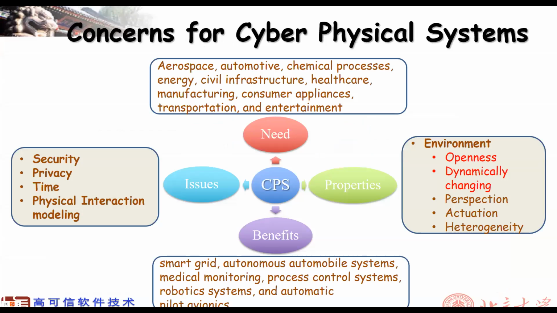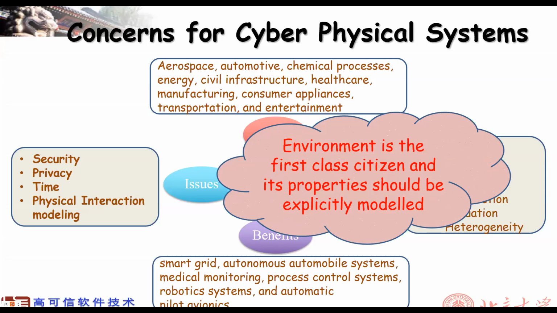And for CPS, the environment has the property of openness; it's dynamic, changing. With these properties, we need to ensure that the system is secure, private, timely, safe, and handles physical interaction. So we need to find a way. The first is to model the environment. The environment is actually the first class citizen, and its properties should be explicitly modeled.